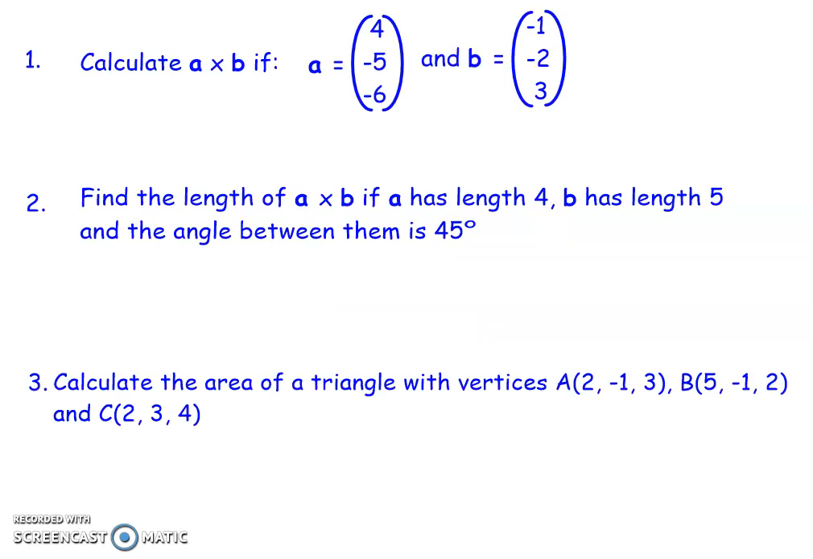First one, I want you to physically calculate the cross product if I give you two vectors. Second one is a hark back to the previous video, using the angular formula for the cross product. And the third one, a little bit more of an application, is using it to calculate the area of a triangle where I give you the vertices. So pause the video and have a crack at these.